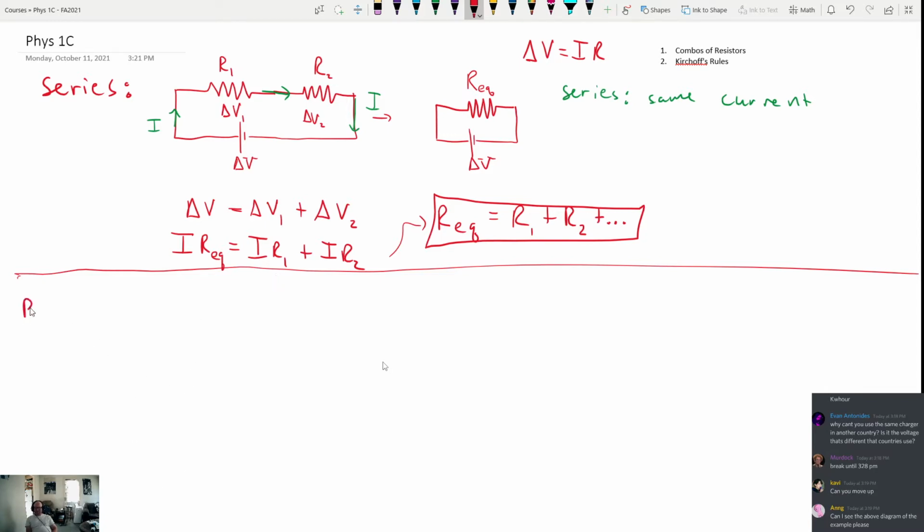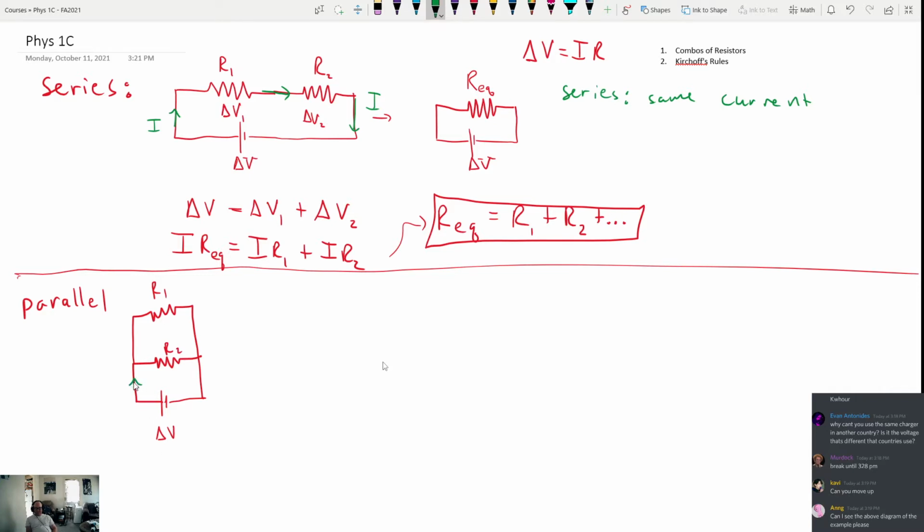So the next thing to do is to look at parallel combinations. When you have parallel combinations, you're going to have something that looks maybe something like this. You'll have one resistor here, another resistor stacked on top of it, and then both of them connected up to an EMF source. In this one, what we know is the potential difference across all of them will be the same. So if we call this one R1 and we call this one R2, the thing that's going to be different is going to be the currents.